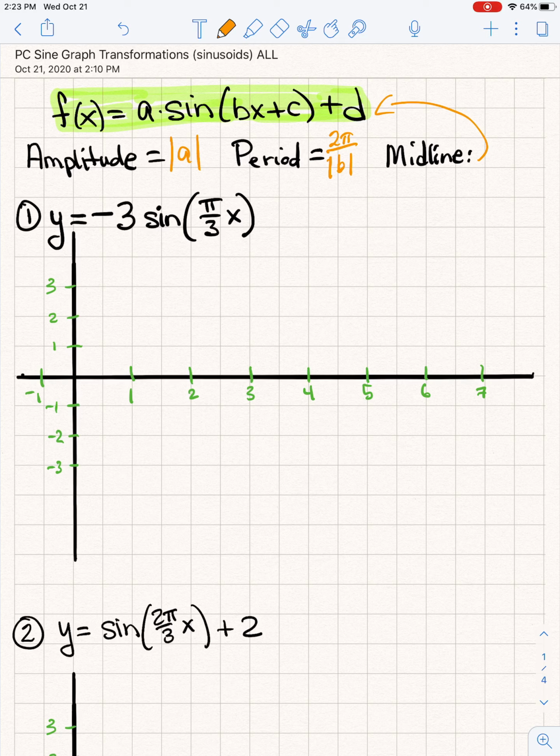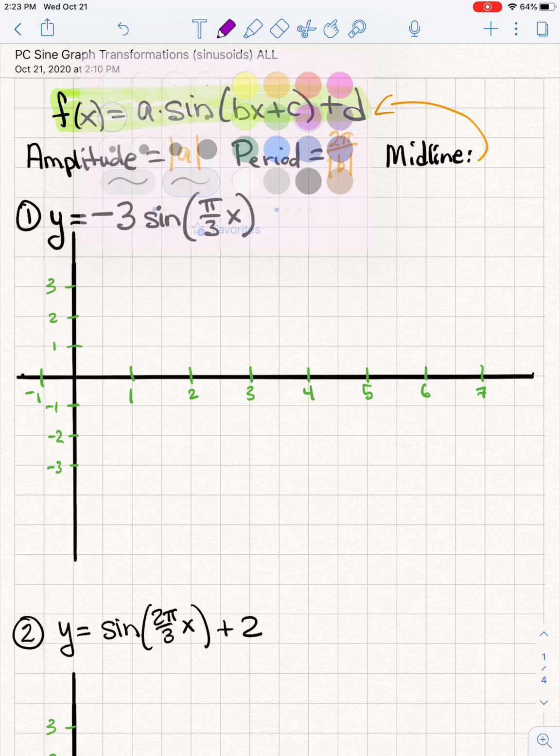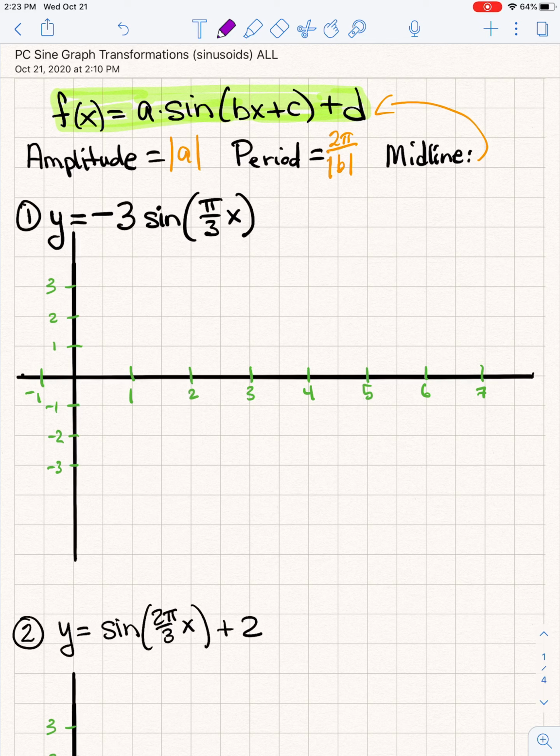All right, continuing on. Here we go. y equals -3 sine of the quantity pi over 3 x. So let's start listing our information. Amplitude for this problem is 3. I see a negative sign out in the front that tells me I'm going to have to do a reflection of my graph. In calculating the period, it's going to be 2 pi over pi over 3.